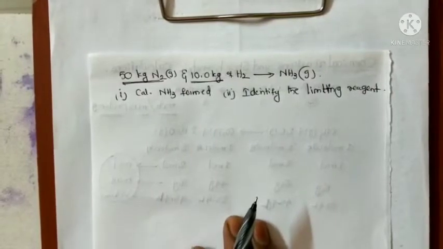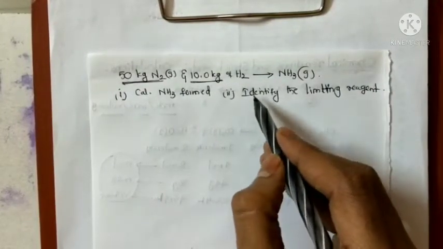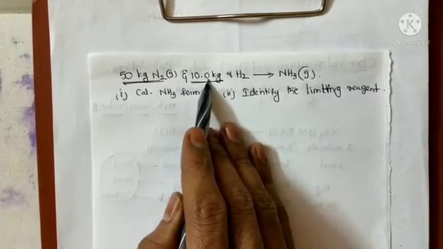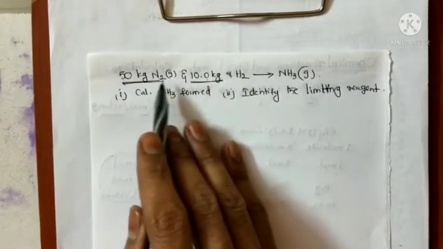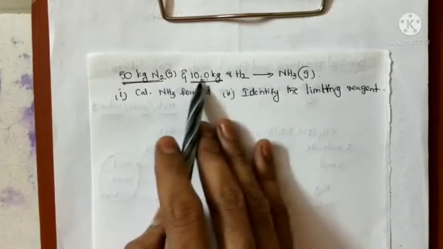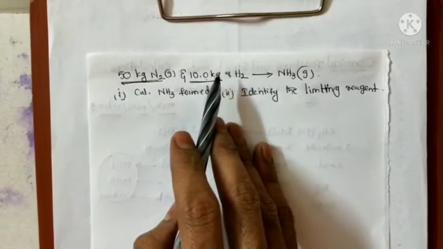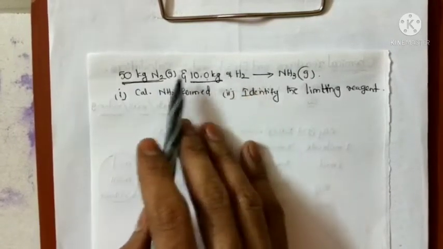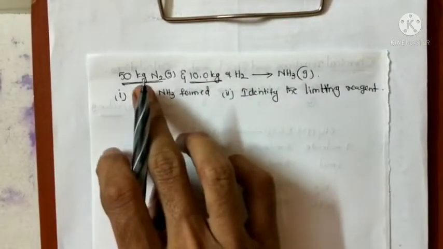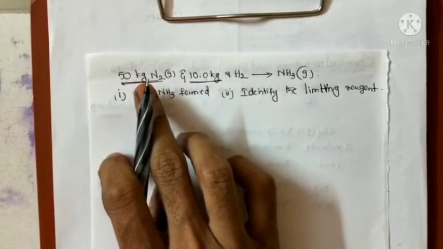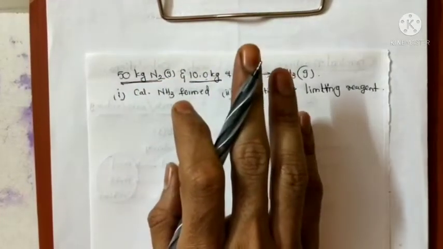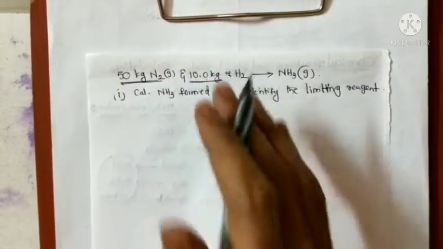And you should remember that whenever you find the limiting reagent, the reactant quantities are different. If the reactants contain different quantities, we can find out which one is limiting. If both are the same, we cannot determine the limiting reagent. That's why you also found before that different quantities of different reactants participated.